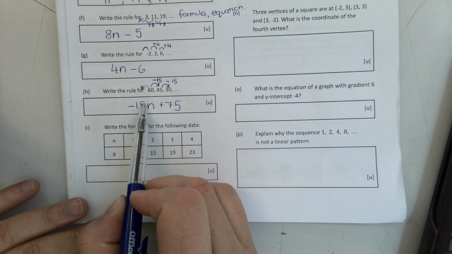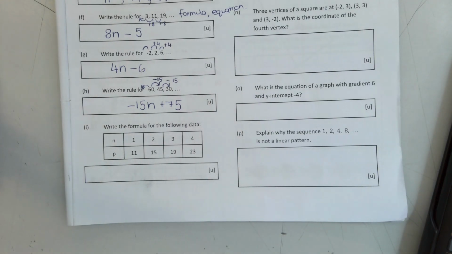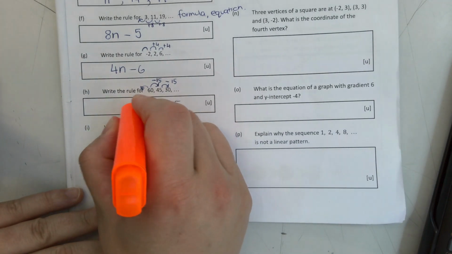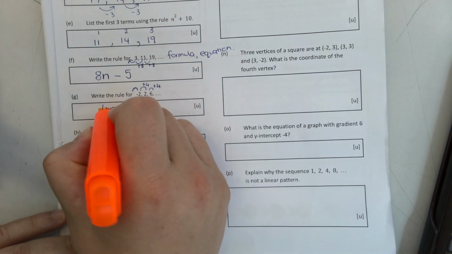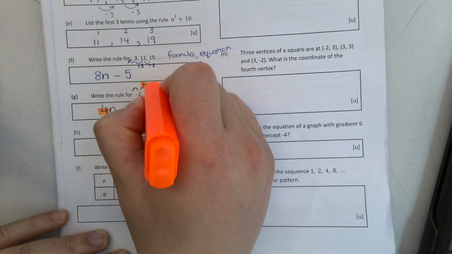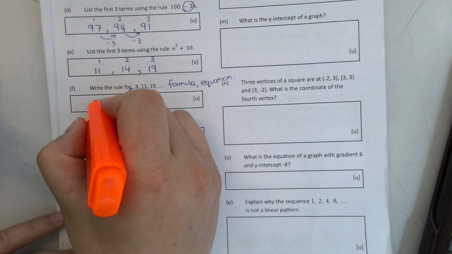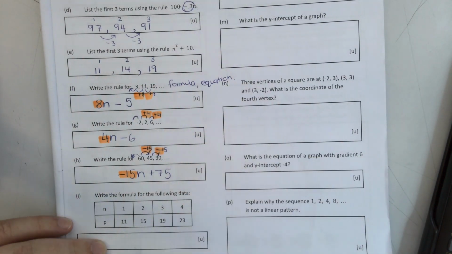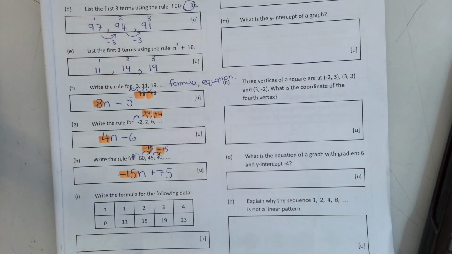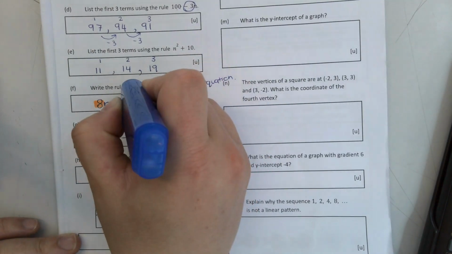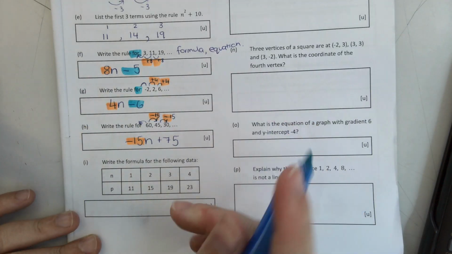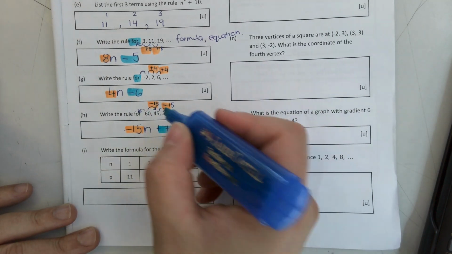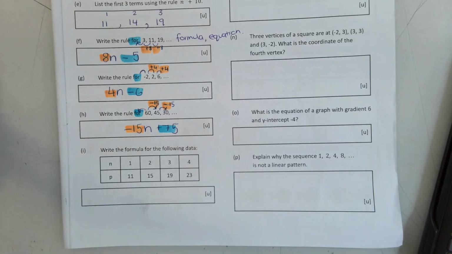So notice how the number in front of the N is what we're going up in or down in. 4, I'm going up in positive 4. 8, I'm going up in 8. Notice how the minus 5 is whatever would come in front. The minus 6 is what would go in front. The positive 75 is what would go in front.